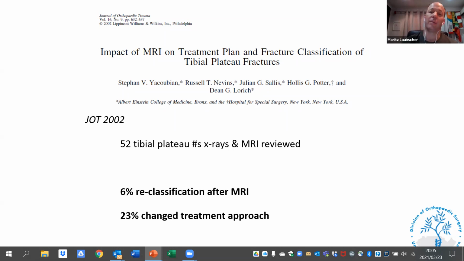If you take a closer look at this paper, it wasn't a series where they MRI'd every plateau fracture. They really just looked at a series of MRIs done for tibial plateau fractures. So obviously these were cases where there was already a high suspicion of some associated soft tissue injury that might need treatment.